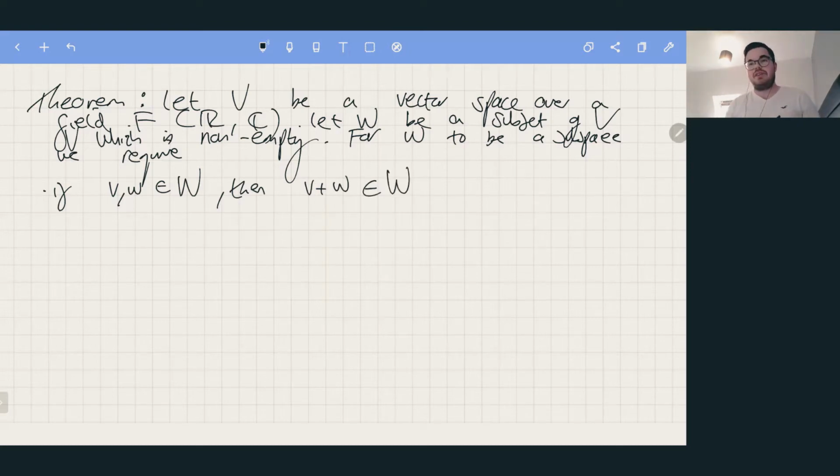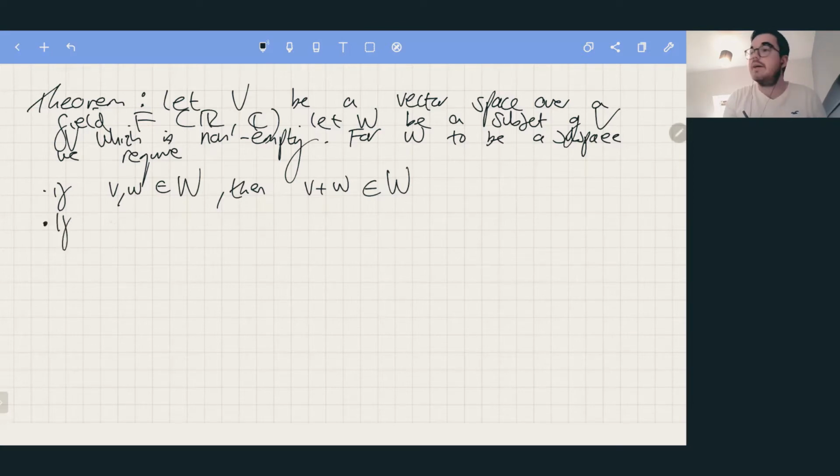I.e., if we add two vectors in the subset, then we must still stay in that subset once we've added them. So adding two vectors must allow us to stay in the same space W. If we leave the space by adding two vectors from the set, then we're not closed under addition, and that means we won't be in a subspace.